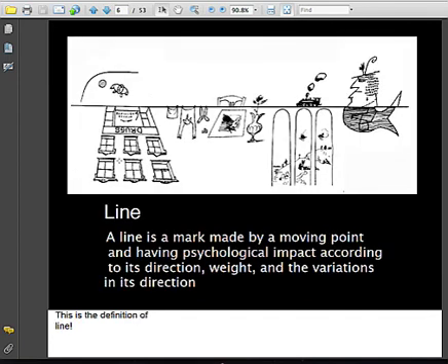Line. Here's a great definition for line. Line is a mark made by a moving point. That's a mathematical definition, isn't it? And having psychological impact according to its direction, its weight, and the variations in its direction. And weight, I might add. This is the definition of line.